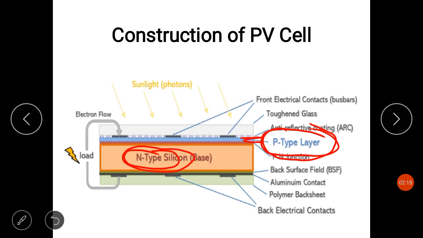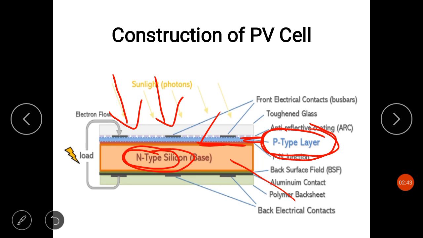Whenever light falls on this photovoltaic cell, since the p-type semiconductor is very thin, light can easily enter the p-n junction. This is the p-n junction, this blue portion is the p-type semiconductor, this orange portion is the n-type semiconductor, and this is the depletion region of the p-n junction. So light can easily enter and reach the p-n junction.